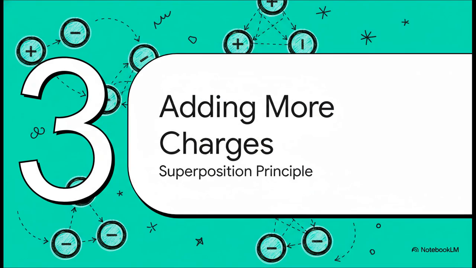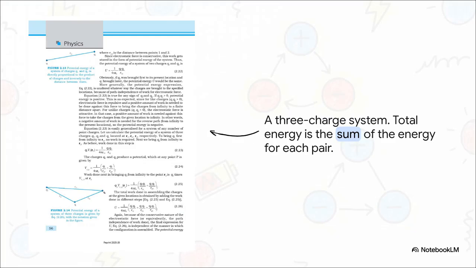Okay, two charges, that's pretty straightforward. But what happens when we want to add a third charge into the mix? Well, the great news is the logic we just learned scales up perfectly, all thanks to a really cool idea called the superposition principle. When we bring in that third charge, Q3, it doesn't just feel the effect of Q1 or Q2. It feels the combined effect of both. It's like it's navigating two electrical landscapes at the same time. And the total potential it feels is just the sum of the individual ones. Super simple and super powerful.